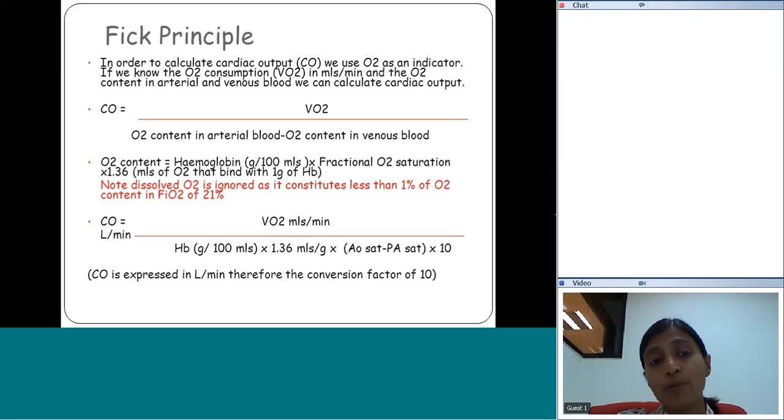And you times that by the saturation. So how saturated is the hemoglobin? Say for example the saturation is 95%, then you times that by 95 divided by 100, or 0.95. So it's not just the oxygen saturation, it is the fractional oxygen saturation.